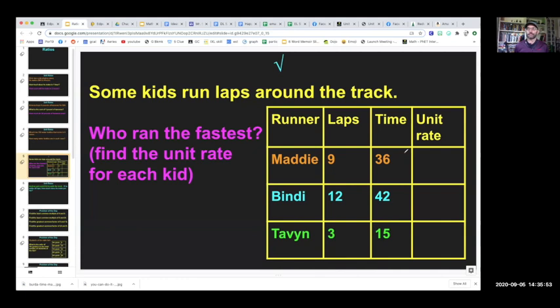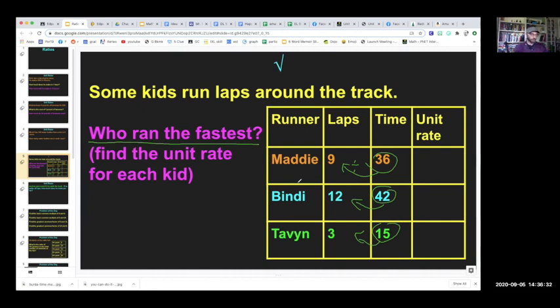So what you want to do is find the unit rate for all of these, right? So find the unit rate, which is basically going to do this number divided by that number, right? And this number divided by that number, this number divided by that number. Then you put it in here and it'll tell you how fast it took them to run one lap. So do that, and then I want you to tell me who ran the fastest. Who ran the fastest? Ready, go.